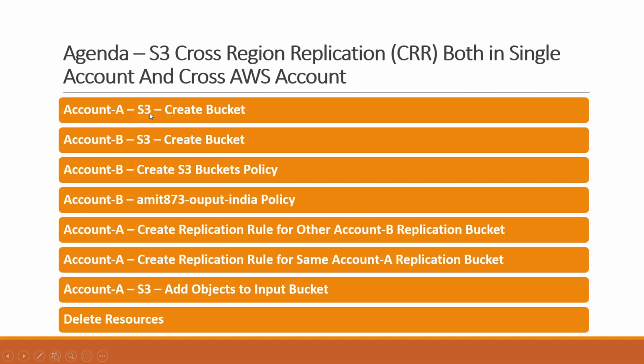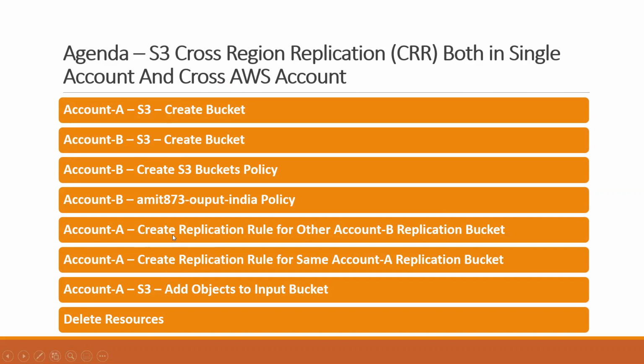We will create an S3 bucket in both accounts, and we will also create a bucket policy in account B. In account B, we will add a policy to the bucket name. And in account A, we will create a replication rule for the other account and one more replication rule for the same account.